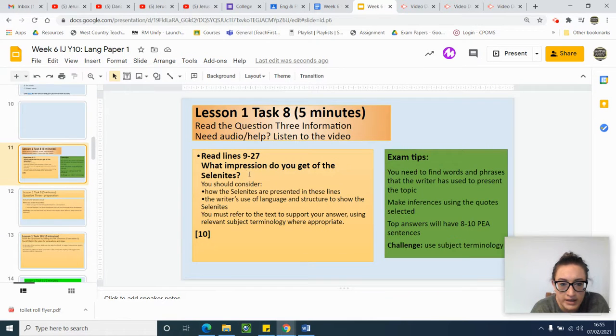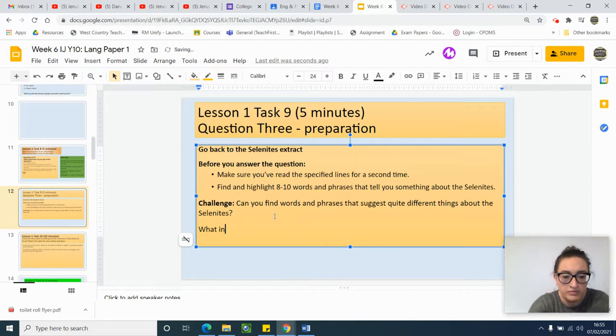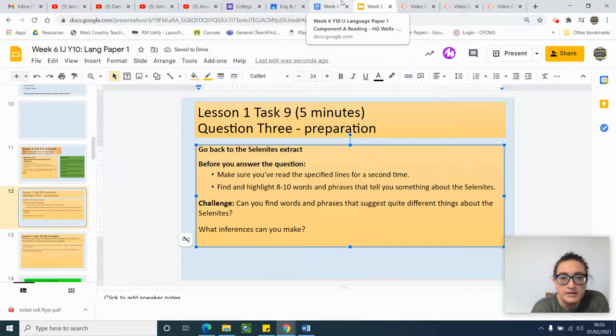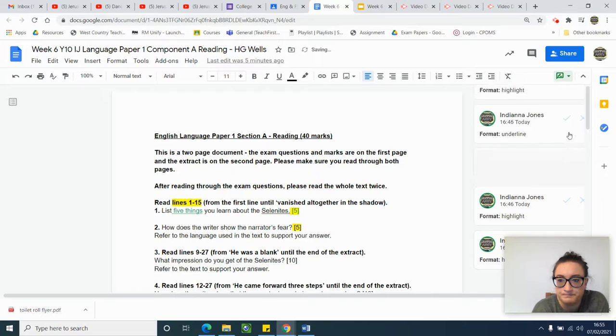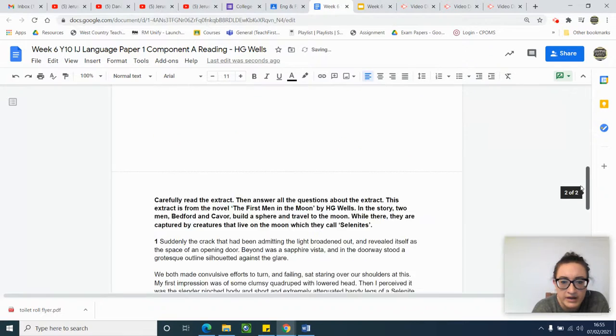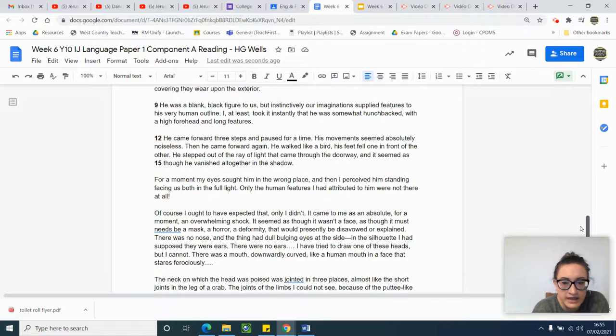Okay, so what lines are they? 9 to 27, and I have to highlight things that tell me different things about the Selenites. And I'm just going to put there, what inferences can you make? Because this exam is all about your inference skills, really accurately matching your inferences to your quotes, okay? So when we go back to the extract, we're going to find lines 9 to 27, so 9 to the end I can use for this.